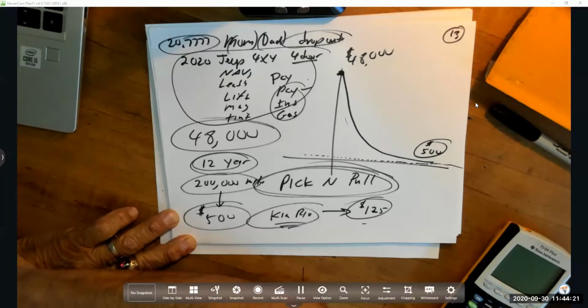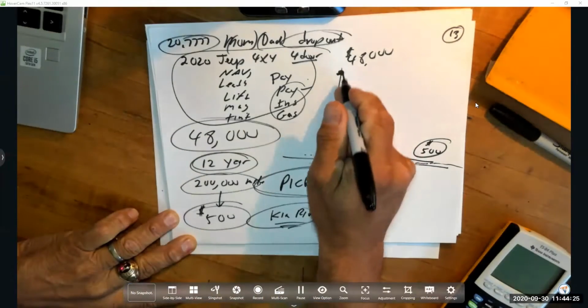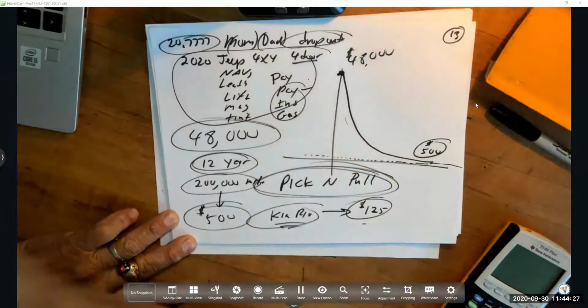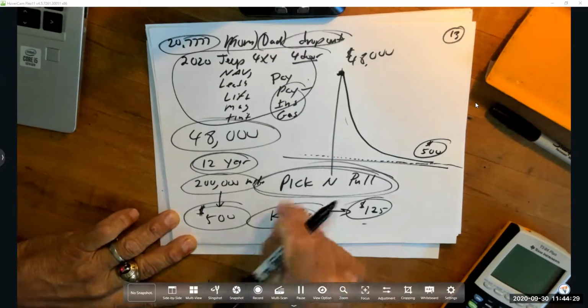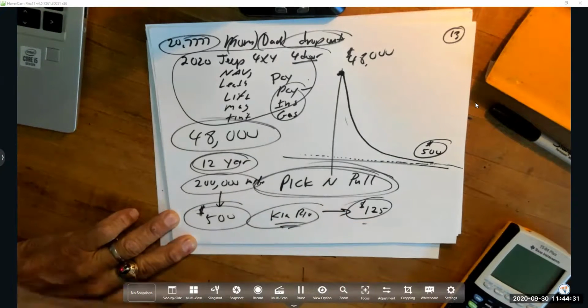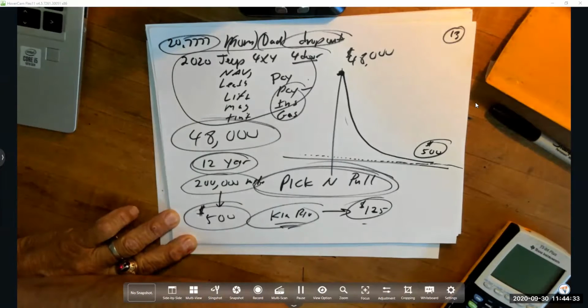Because there's more demand for Jeeps. That's all. So horizontal means it goes like this and levels off somewhere, at that number right there. Does that make sense? Horizontal.